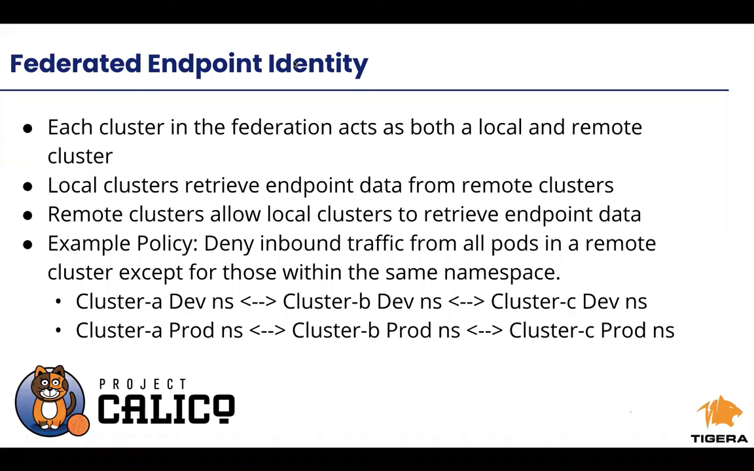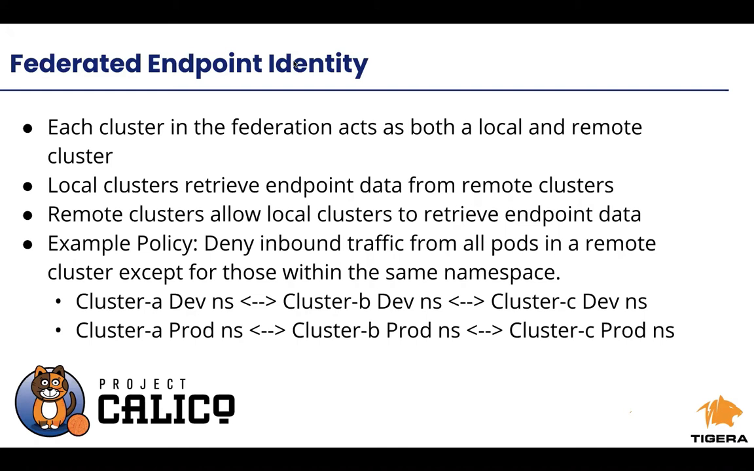Federated endpoint identity: each cluster in the federation acts as both a local and a remote cluster. If we're talking about three clusters, A, B, and C, and cluster A is the local cluster, then B and C are the remote clusters. The local clusters retrieve endpoint data from the remote clusters, and the remote clusters allow the local clusters to retrieve that endpoint data. So we join the clusters into a federation, and we're going to do that together in just a moment. We'll see how that works.